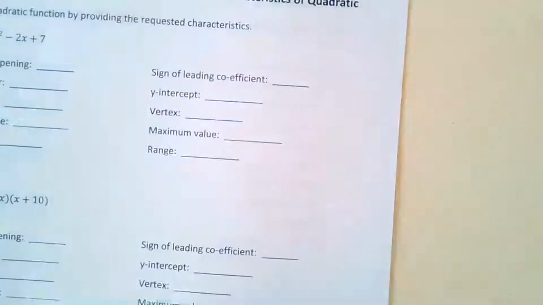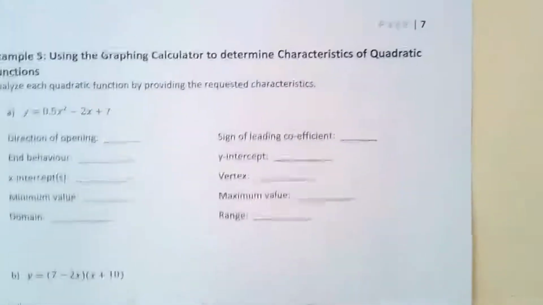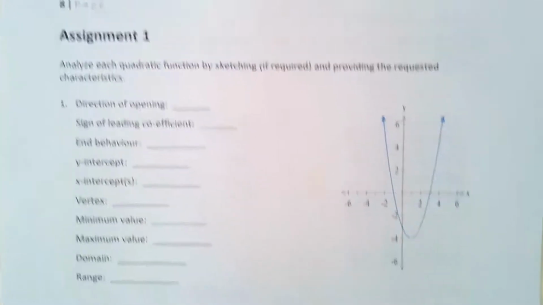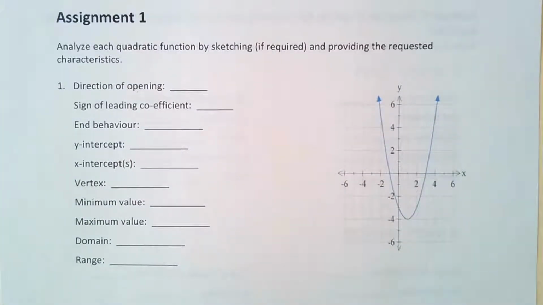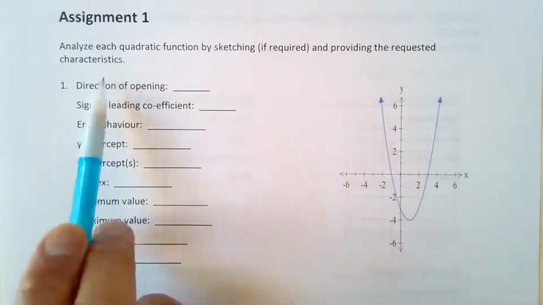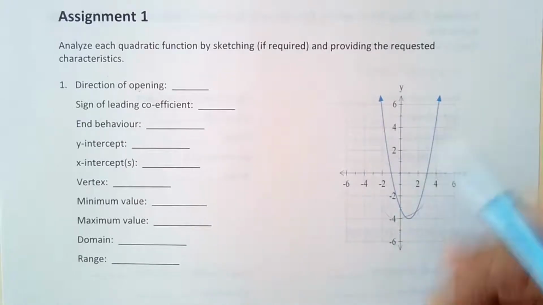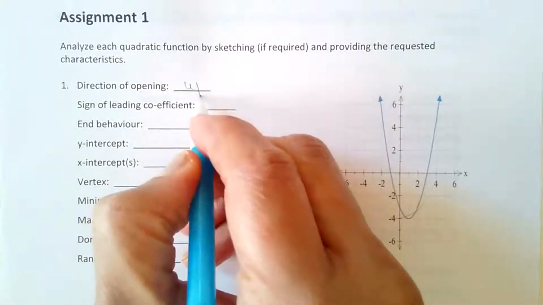So let's start with the first question, and by the way, you'll need your graphing calculator and or Desmos, either one. So assignment 1, and here you're given the graph, and you're asked to provide the requested characteristics.